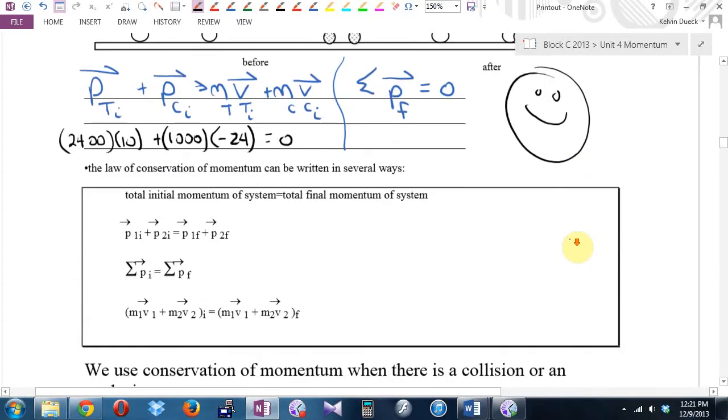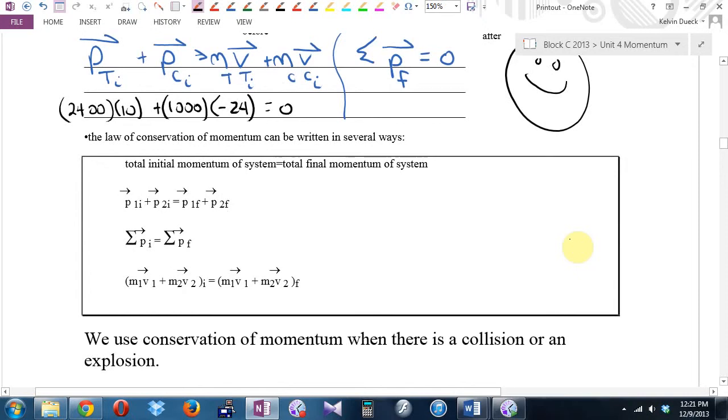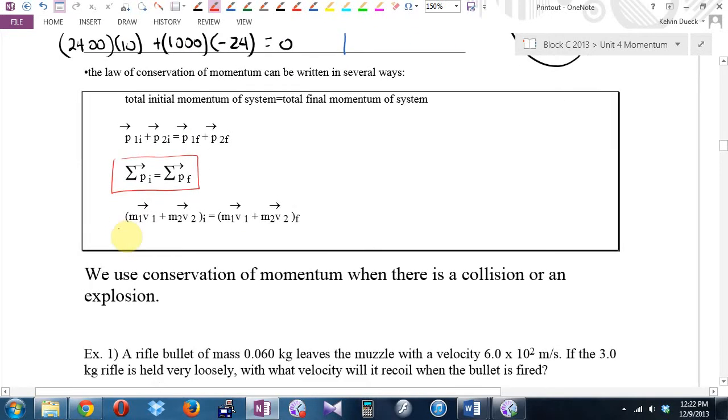So the law of conservation of momentum can be written in several ways. You can write it as momentum 1 initial plus momentum 2 initial equals momentum 1 final plus momentum 2 final. Because momentum is mass times velocity, you can go m1 v1 initial plus m2 v2 initial equals m1 v1 final plus m2 v2 final. But my starting point almost always is that: the sum of all the initial momentum has to equal the sum of all the final momentum. We use conservation of momentum when there is a collision or an explosion.